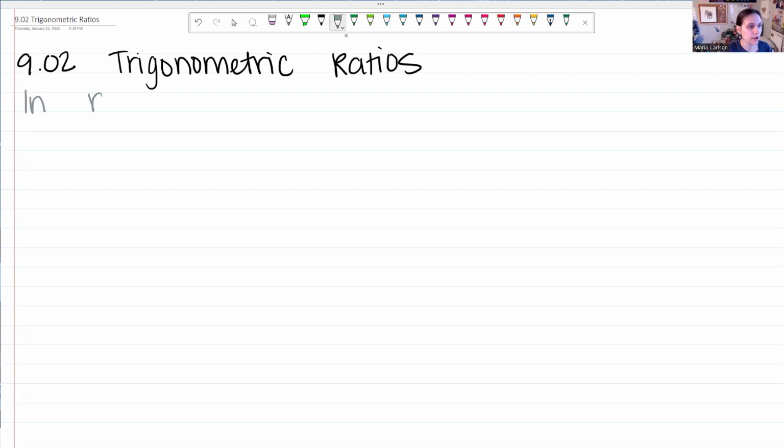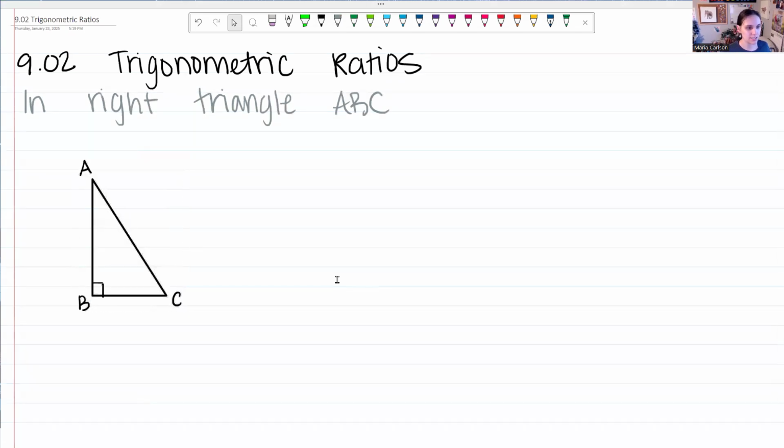So in right triangle ABC, and I'm going to put my picture, I have a preloaded ABC right triangle here. We're going to let angle A be called theta, and this is a Greek letter pronounced, oops, I knew I was going to misspell it, theta. So angle A, this is going to be theta.